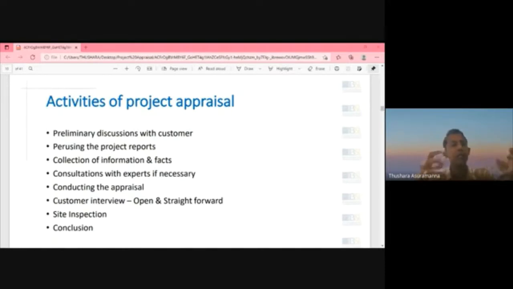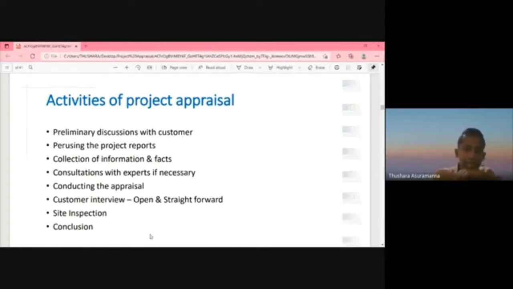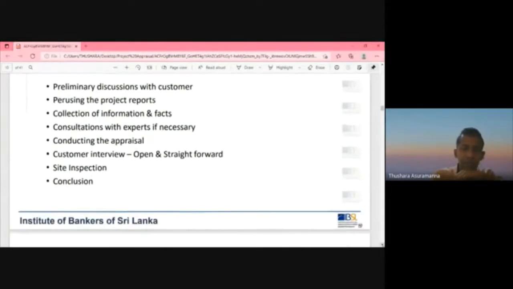So there may be several activities, several areas one has to cover when we do this project appraisal exercise. Those things we will undertake and discuss in detail. So, any questions up to now? Is there anything that is not clear to you?